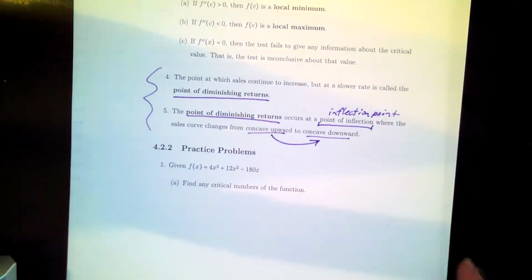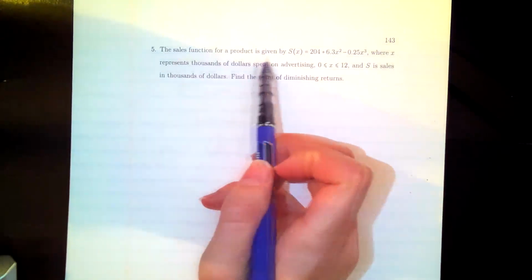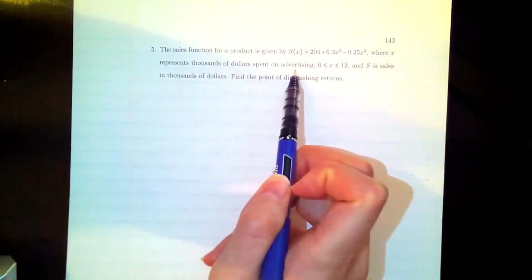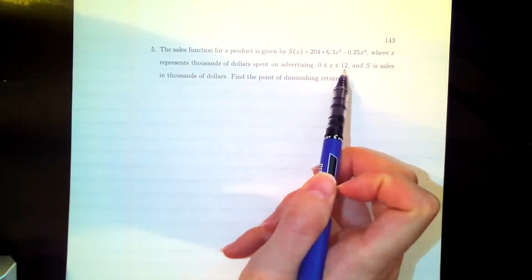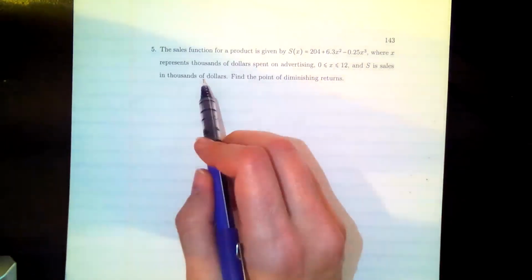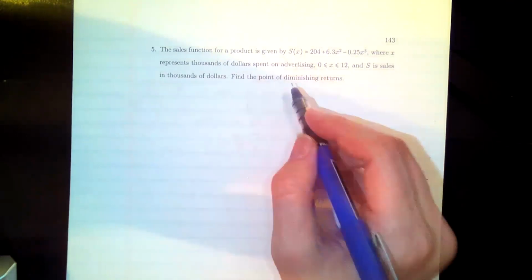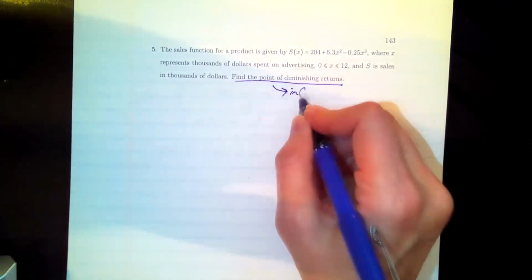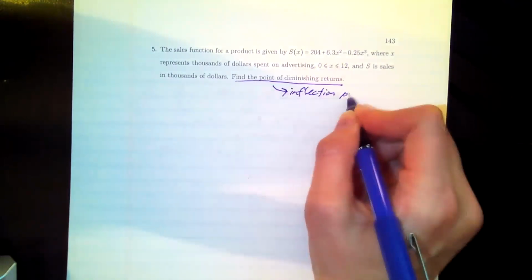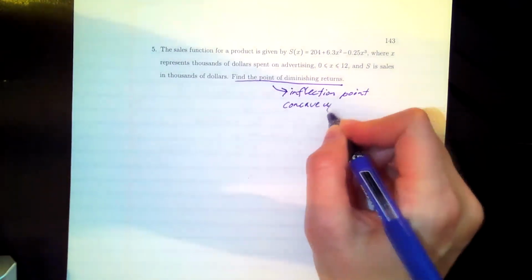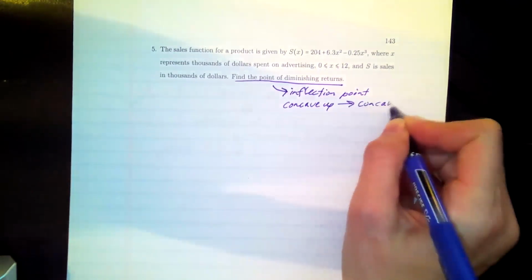So if I'm going to flip back here to this last problem and reread it, it says the sales function of a product is given in S, where X represents thousands of dollars spent on advertising, and X is between 0 and 12. So that means 0 and 12,000. S is in sales in thousands. Find the point of diminishing returns. So when it says find the point of diminishing returns, that means that I'm finding an inflection point, particularly an inflection point where it starts out as concave up and moves to concave down.